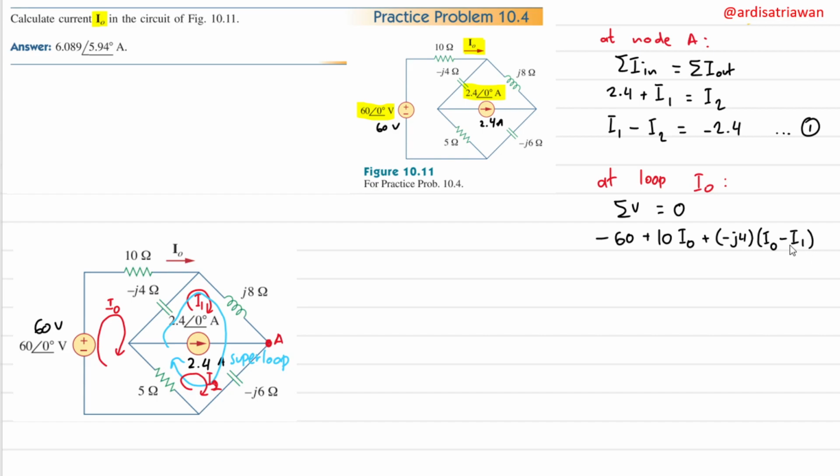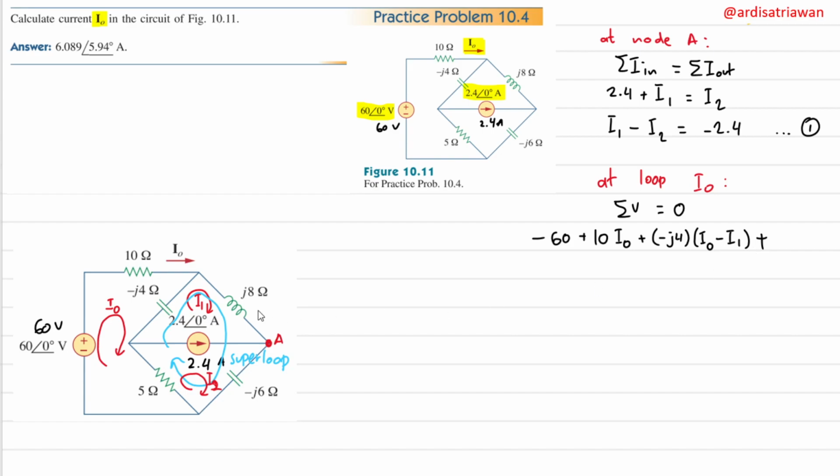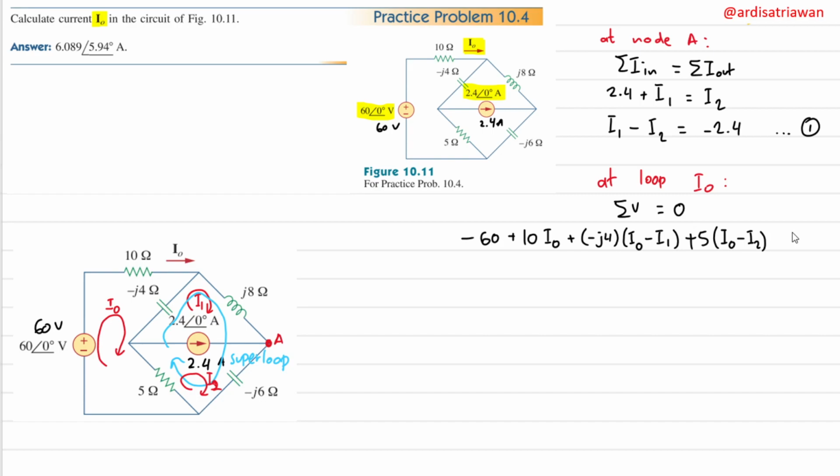Okay, I think I don't have much space left, so let's move that equation a bit to the left. And then plus, let's move on to the last resistor here. So we have 5 ohm. And I0 passes through that resistor, but I2 is flowing in the opposite direction, so I'll have I0 minus I2. And all of this will equal 0.